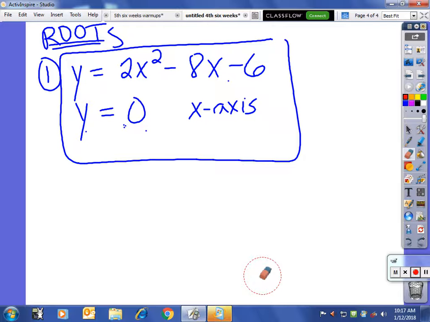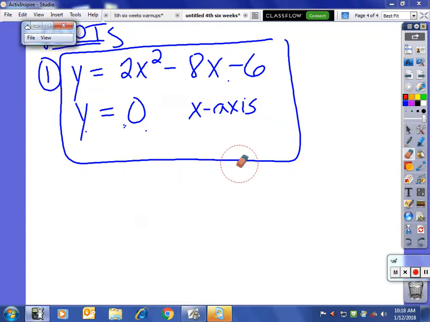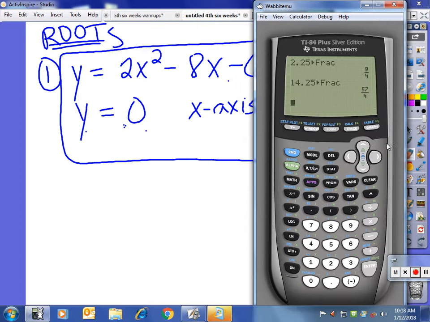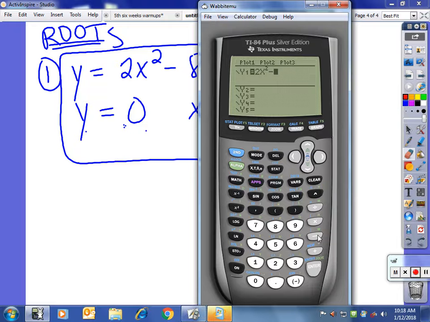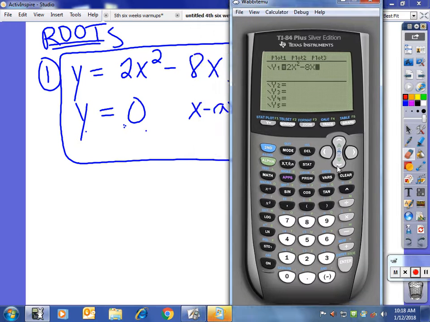The first thing I would do on any problem from here on out that you're asked to find the roots for is I would put the function rule into the calculator and look at it and make sure it has roots. Because again, we talked about you don't always have roots on a quadratic function. Okay, y equals 2x squared minus 8x minus 6.